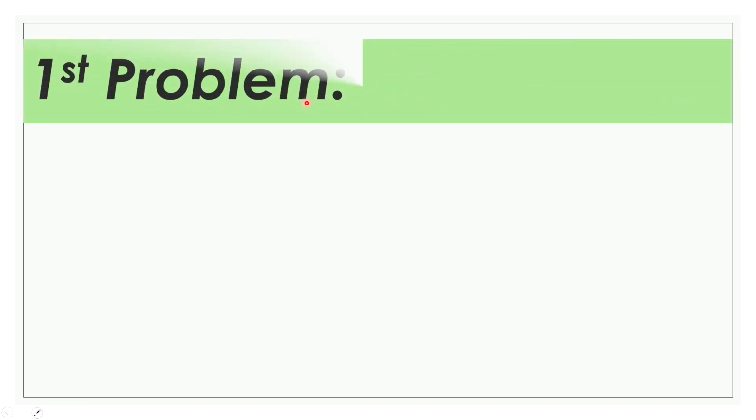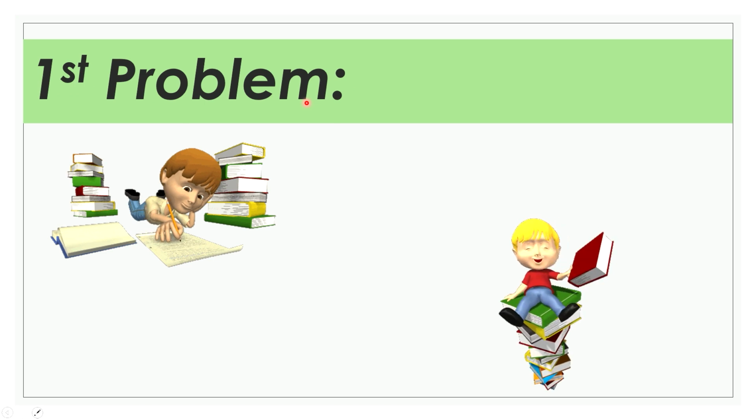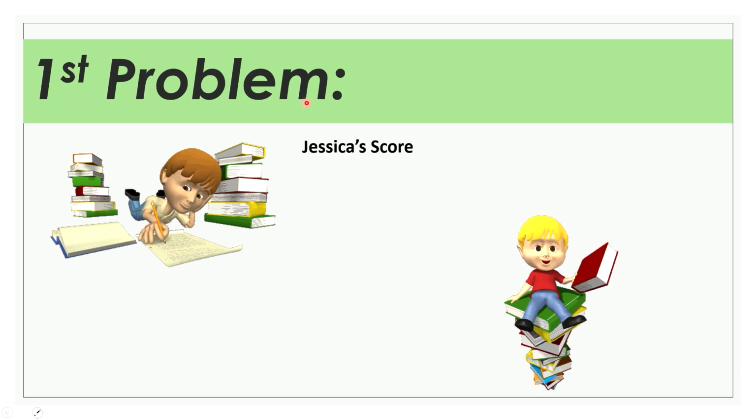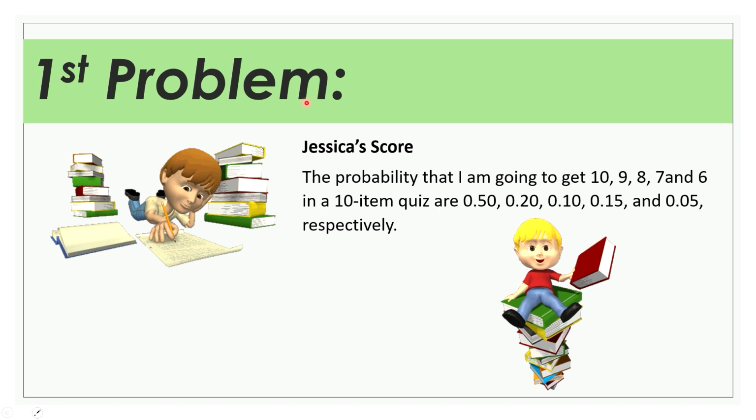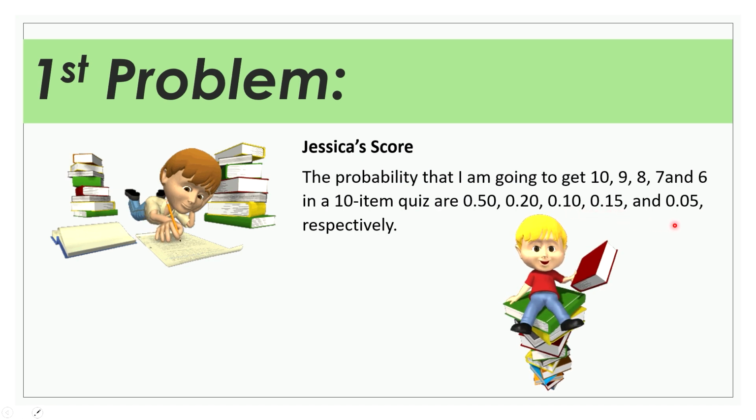So our first problem is: Jessica and Mark want to know who performs better in their statistics and probability class. So we will help them with their problem. This is the score of Jessica. The values of our variable x are 10, 9, 8, 7, and 6 in a 10-item quiz. And the probabilities of x are 0.50, 0.20, 0.10, 0.15, and 0.05 respectively.